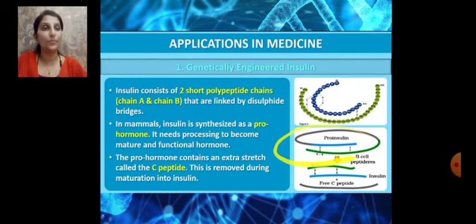This is a prohormone. What do you see? This is chain A and chain B, and in addition to it, there is a C peptide. It has an extra stretch called the C peptide, and the C peptide has to be removed for the prohormone to become an active hormone.